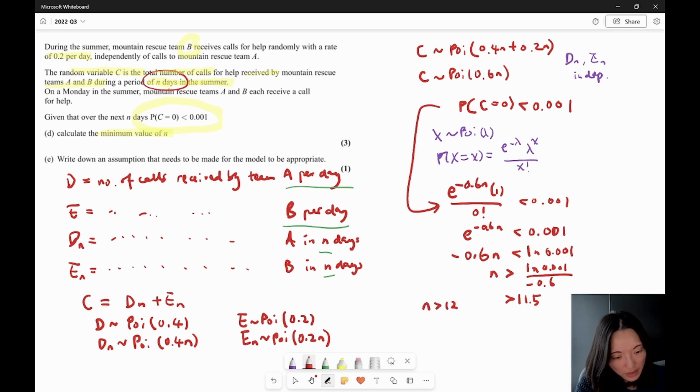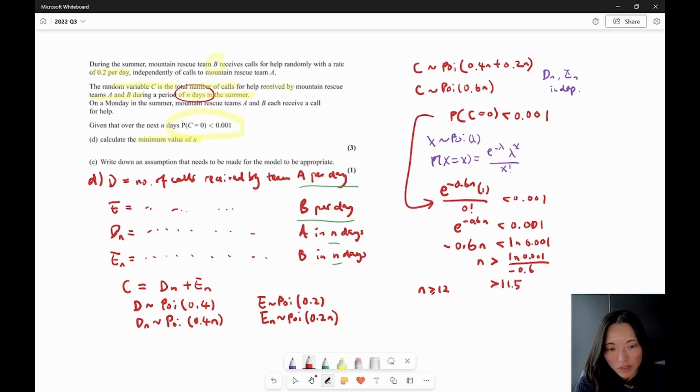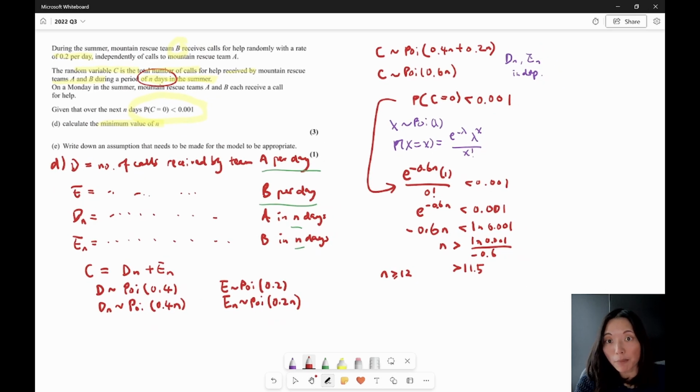So n is greater than or equal to 12. That's the minimum value that we need for n. n could be 12, could be 13, could be 14, but can't be 11 or less. So that's our part D. That was our part D. Let me just make this smaller and try and answer part E.